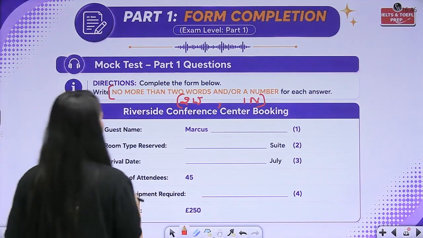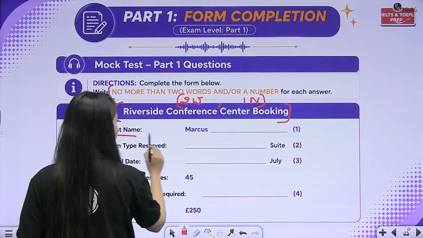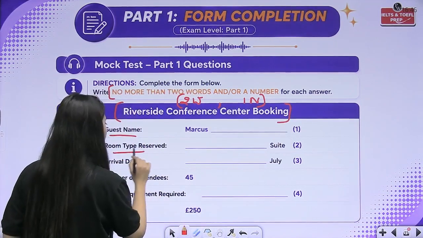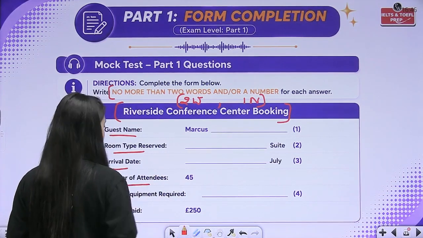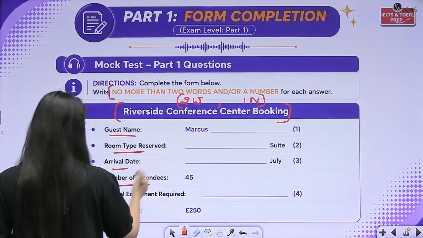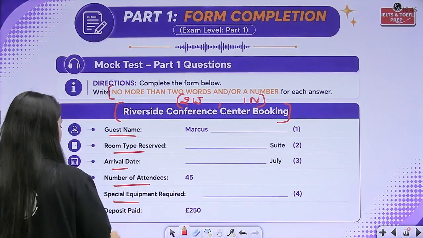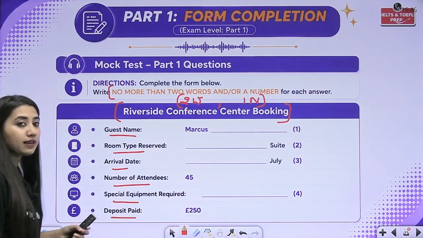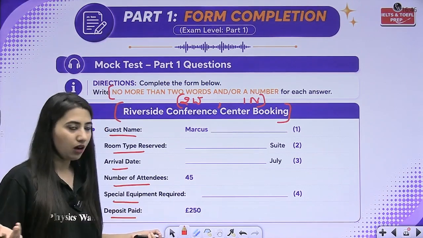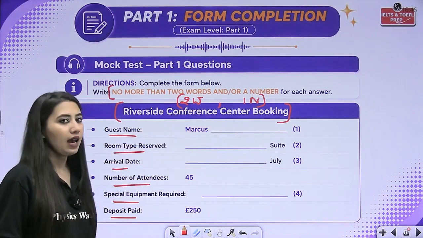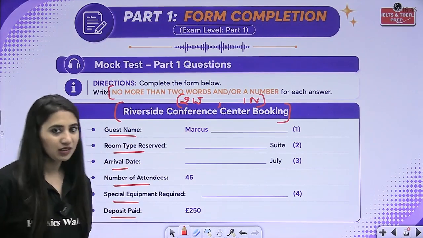It's about the Riverside Conference Center booking. The guest name, Marcus something, room type reserved, arrival date July, number of attendees 45, and special equipment required is something which you need, and the deposit paid is already mentioned. So all of these things are there. Comparatively, form completions are easier, but please keep in mind the words and numbers you can use. Now I'm going to be playing the audio. All the very best. Kindly mark your answers.